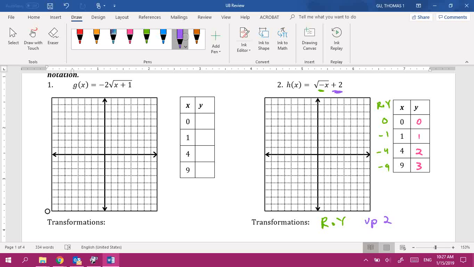All right, what would up 2 do to our table values? Add 2 to y, very good. So now we have 2, 3, 4, and 5. So here are our points then. Let's graph this. We got 0, 2, -1, 3, -4, 4, and -9, that's off the page, 5. So like this. There you go.